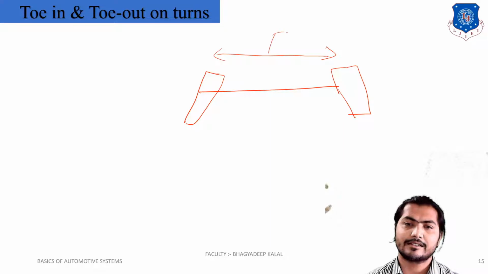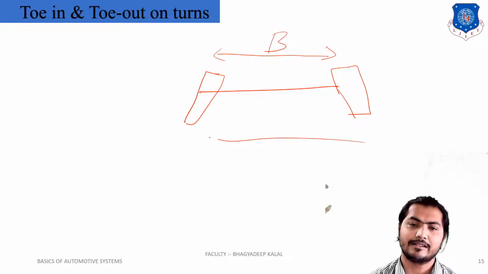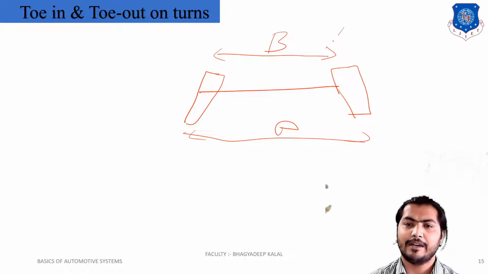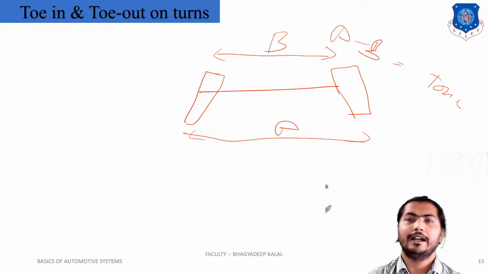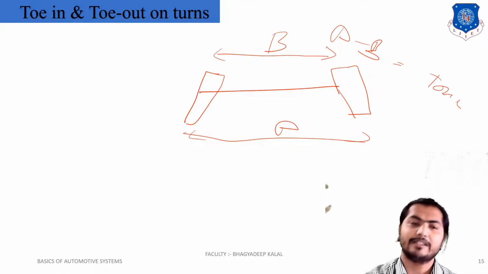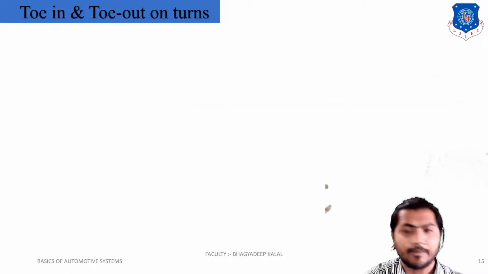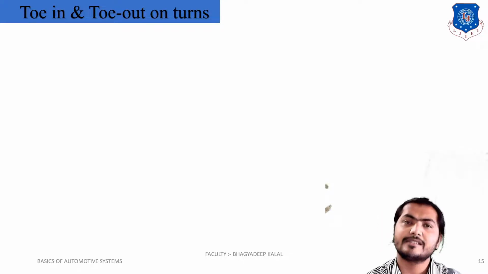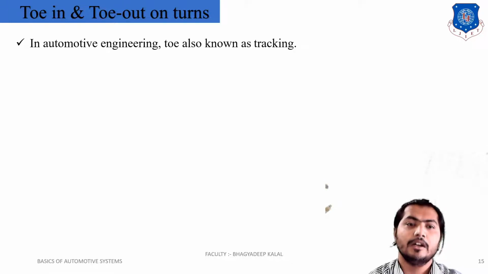This distance reduces, these two wheels come together on the front side. Suppose this distance is B and this distance is A. Okay, so what is the difference? A minus B. Okay, this is known as toe in, and the limit of this distance is 3 mm. Okay, why is toe in, toe out given? Because it reduces tire uneven wear.